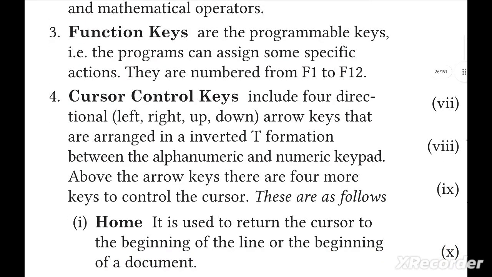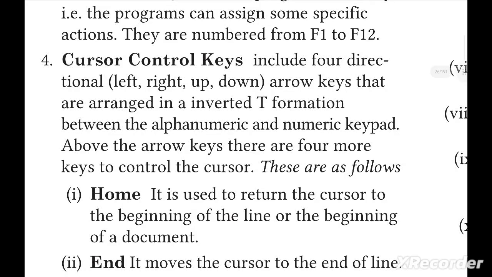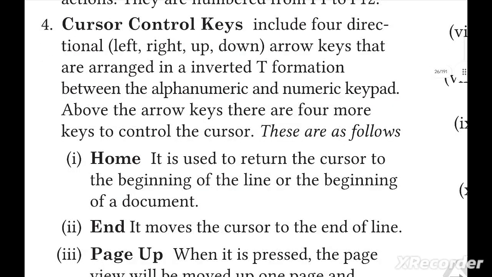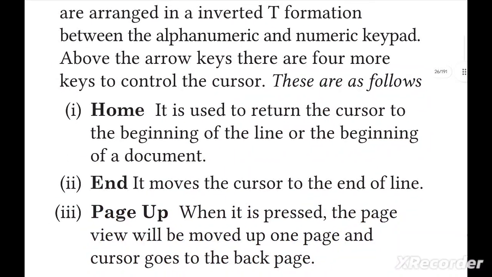Fourth, cursor control keys include four directional left, right, up, down arrow keys that are arranged in an inverted T formation between the alphanumeric and numeric keypad. Above the arrow keys, there are four more keys to control the cursor. These are as follows. First, Home. It is used to return the cursor to the beginning of the line or the beginning of a document.